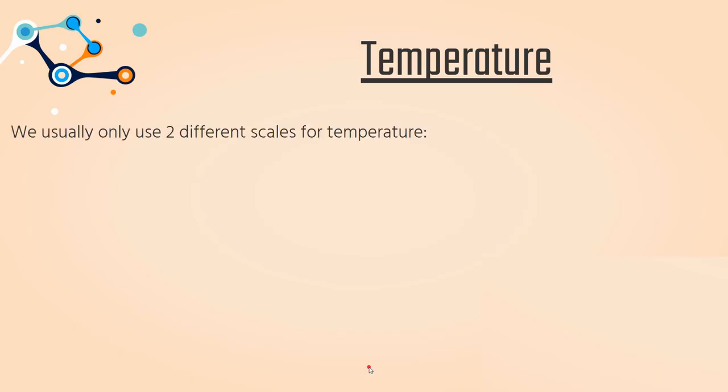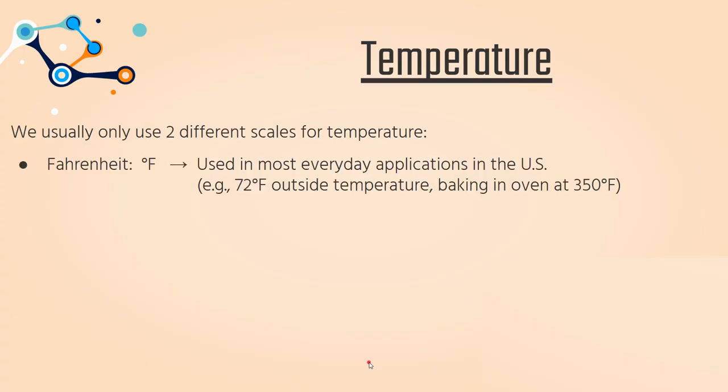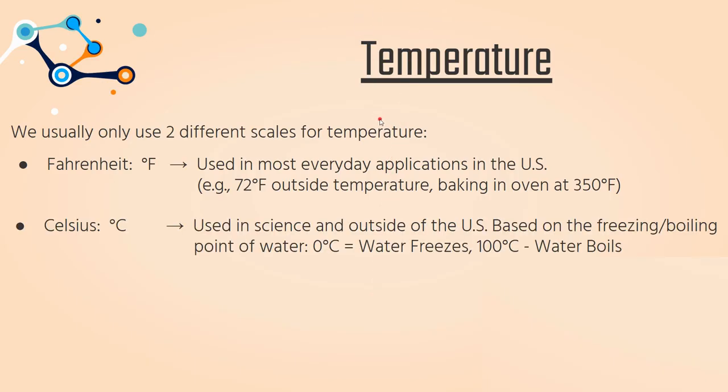Now, we in our everyday lives use two different scales for temperature. The first is Fahrenheit. We use this in pretty much every application in the US. Across the world, though, most countries use Celsius because it's based on the freezing and boiling points of water. 0 degrees Celsius is when water freezes, and 100 degrees Celsius is when water boils.